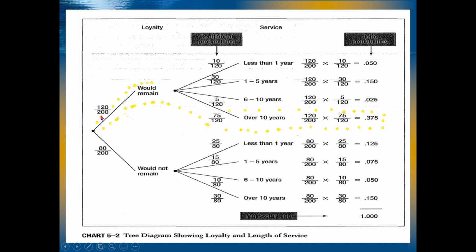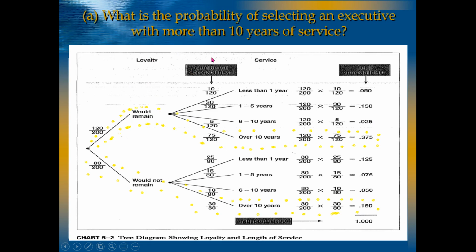So 120 divided by 200 into 75 by 120, and the required probability is 0.375. Okay, so in the same question, what is the probability of selecting an executive with more than 10 years of experience? Now here you can see that there is no condition imposed on whether he will remain loyal or not. It's just asking for the probability of selecting someone who will have more than 10 years of service.